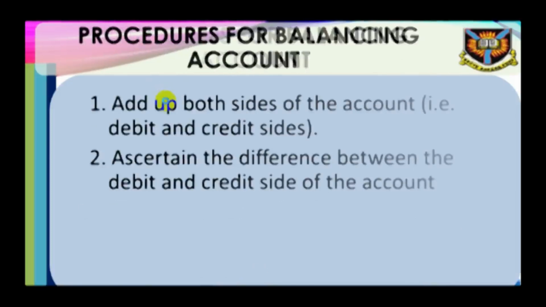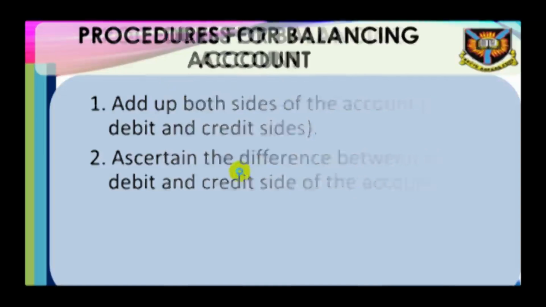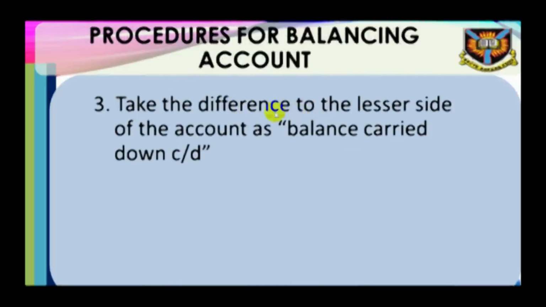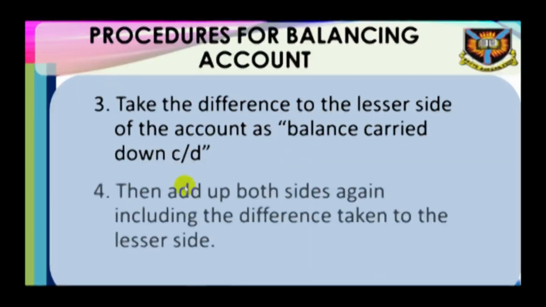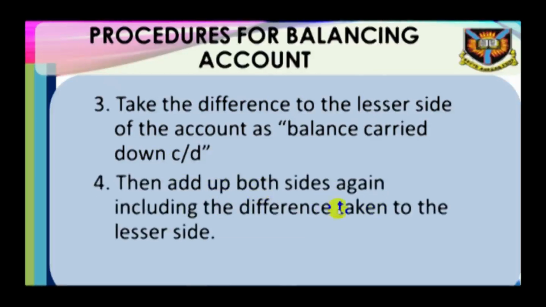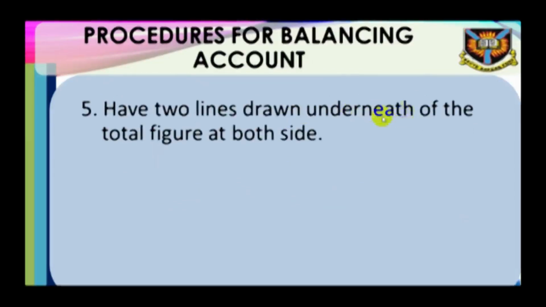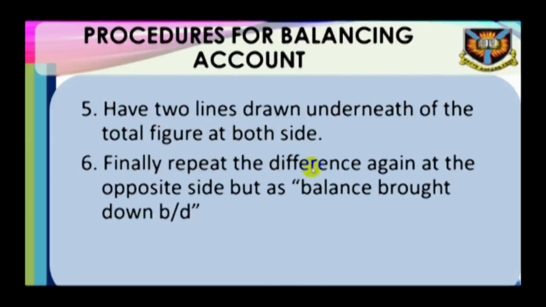Procedures for balancing account. 1, add up both sides of the account, that is debit and credit side. 2, ascertain the difference between the debit and credit side of the account. 3, take the difference to the lesser side of the account as balance carried down. 4, then add up both sides again, including the difference taken to the lesser side. 5, have 2 lines drawn underneath the total figure at both sides. 6, finally repeat the difference again at the opposite side, but as balance brought down.